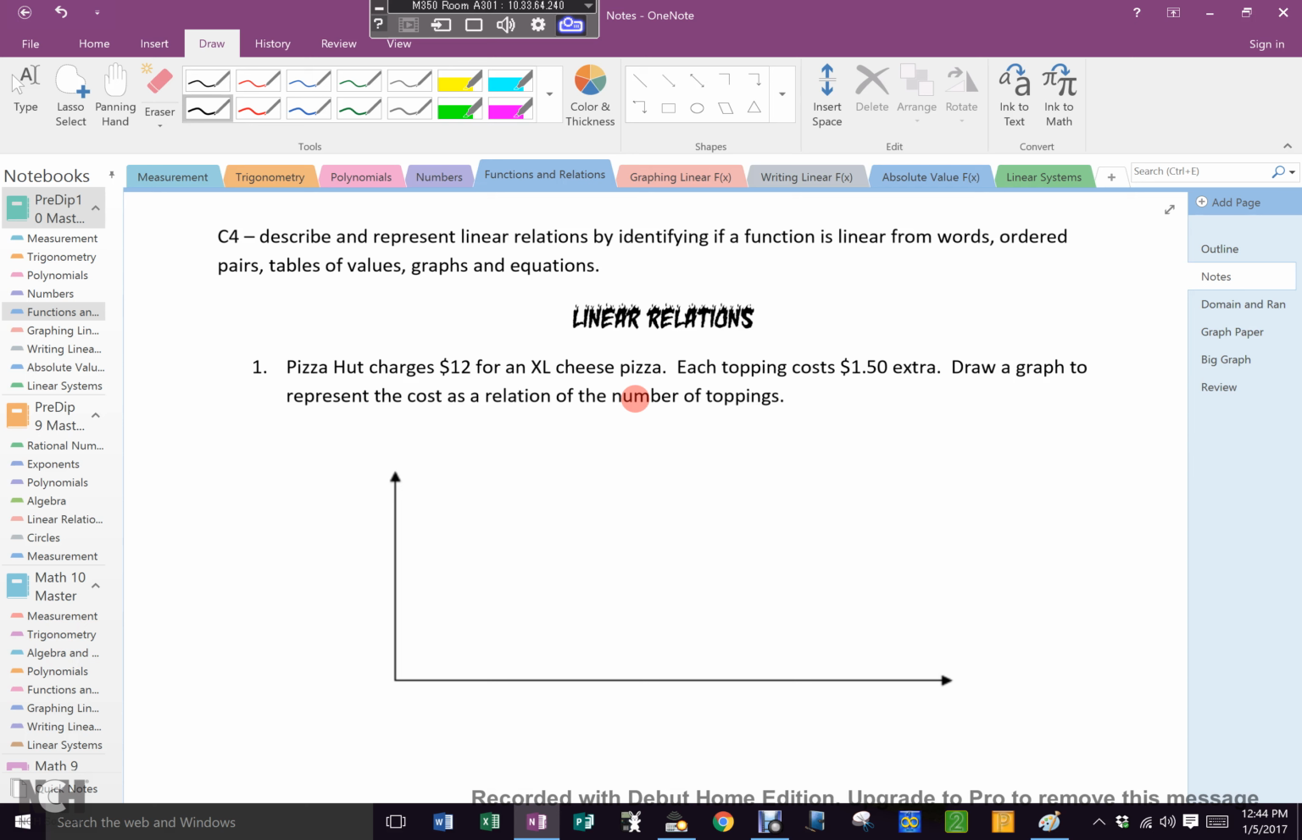How many toppings can you get on a pizza? All of them. The entirety of the pizzas. All right. So what goes on the bottom? Toppings go on the bottom, of course, because toppings are the independent variable. Now, 1, 2, 3, 4.